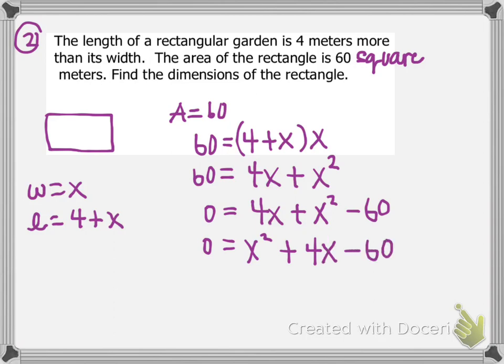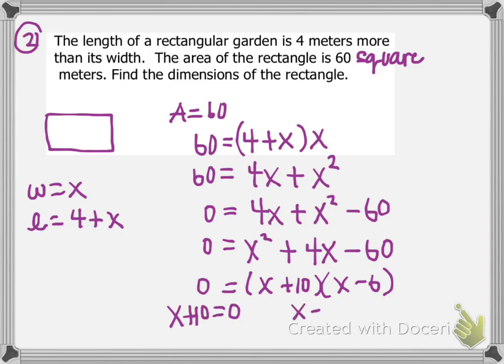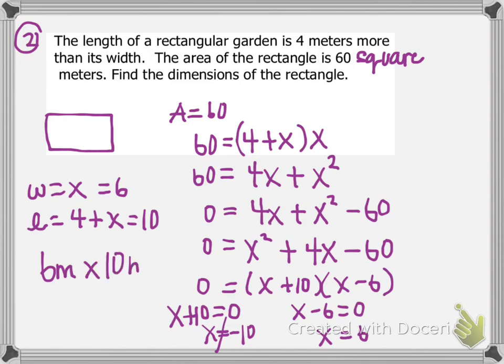All right, so can that factor? Can something multiply together to give you negative 60 and add together to give you a 4? What's that going to be? That'll be x plus 10 and x minus 6. Set both of those equal to 0. So x is going to be negative 10 and x is going to be 6. Well, it can't be negative, so my width is going to be 6 and my length is going to be 10. So it's going to be 6 meters by 10 meters.